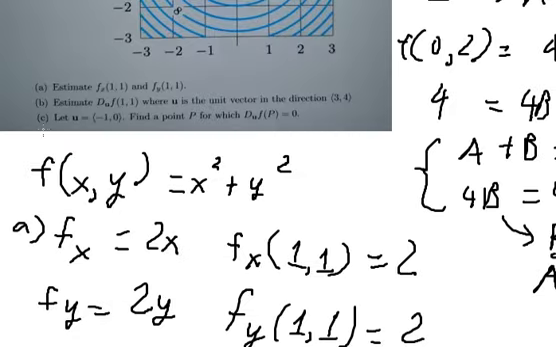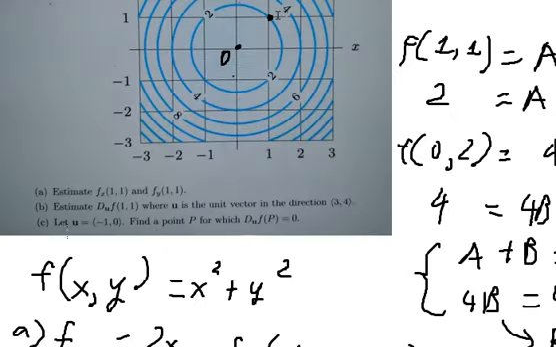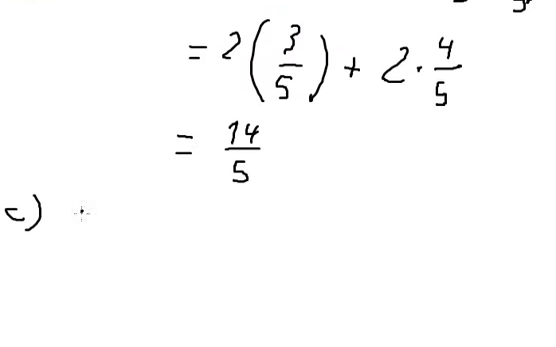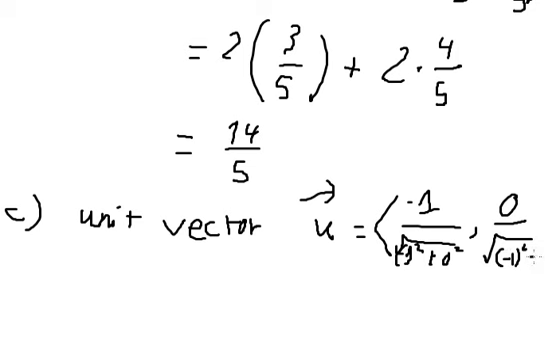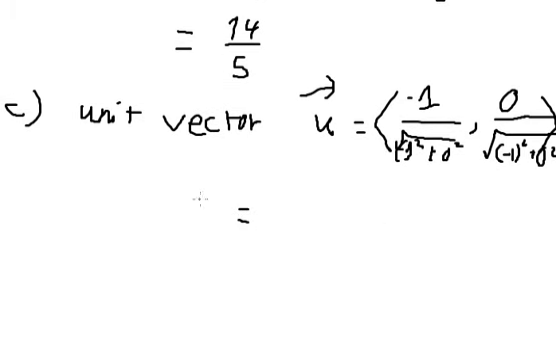Now let's go to question C. We have u in here. Now we can find the unit vector of this one. That should be 1 over the square root of 1 squared plus 0 squared, negative in here, sorry, and 0 over the square root of negative 1 squared plus 0 squared. We calculate this and simplify, and we have negative 1 and 0.